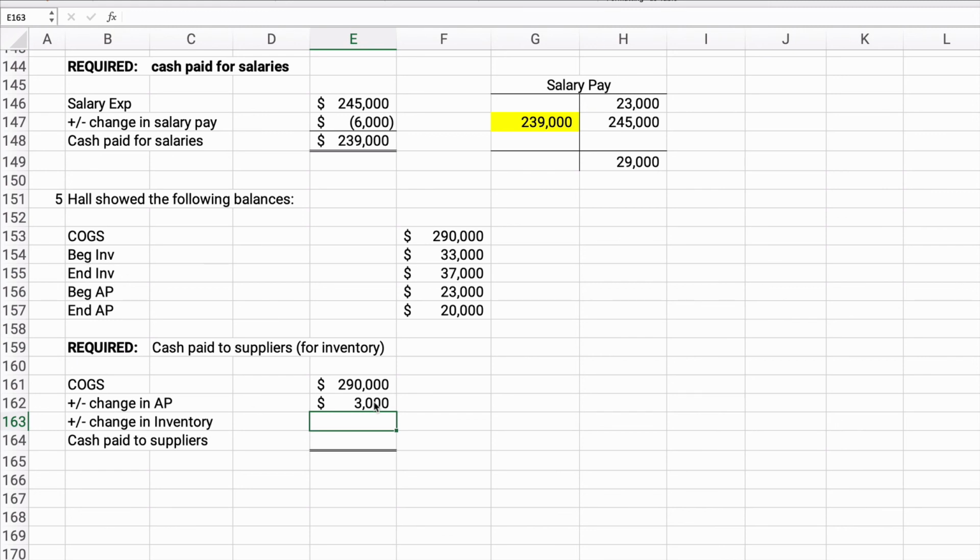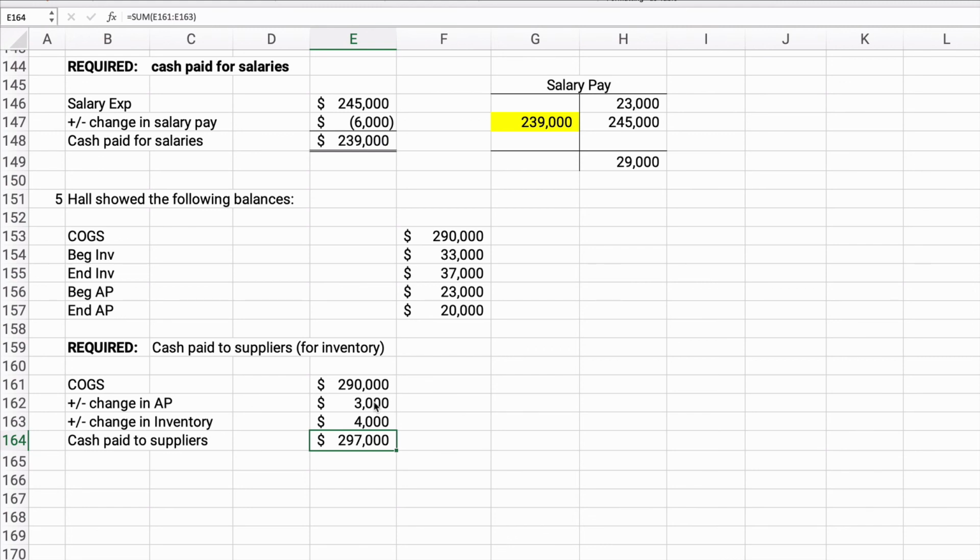Now, cash paid to suppliers. Our beginning accounts payable we owed to suppliers was 23,000. The ending accounts payable we owed to suppliers is 20,000. So we must have paid 3,000 to make that account go down. So that's going to be positive. We're talking about cash paid to suppliers. Change in inventory. It goes from 33,000 up to 37,000, an increase of 4. So 4,000 means we made more cash payments because we're buying more inventory. So therefore, our total is 297, the cash paid to suppliers.